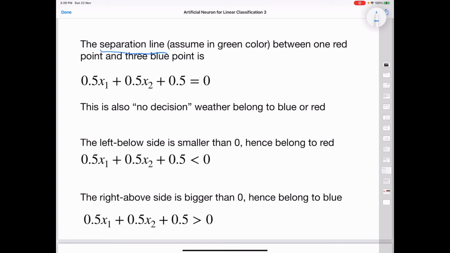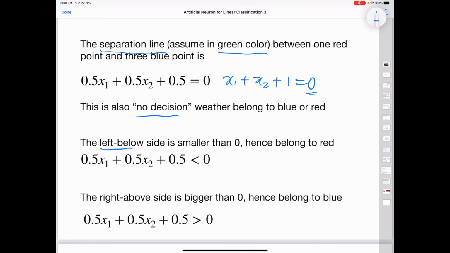Let's assume it's green color. We will see how it's green later, or you can see it in the previous discussion. In this case, the equation is exactly equal to zero. We have 0.5 x1 plus 0.5 x2 plus 0.5, which simplifies to x1 plus x2 plus 1 equals zero. This is a line exactly in between red and blue. So no decision, exactly on this line. It is zero, exactly in between blue and red. So no decision.